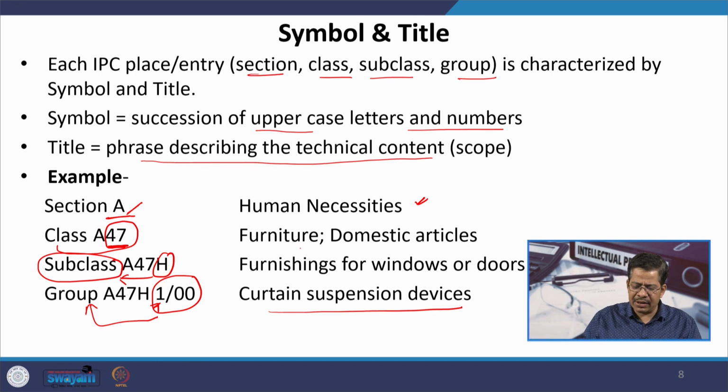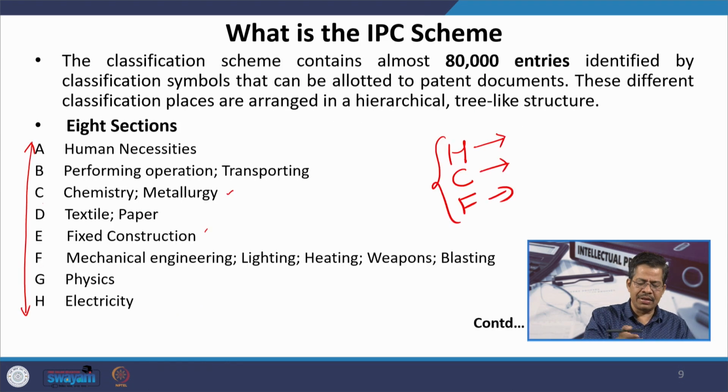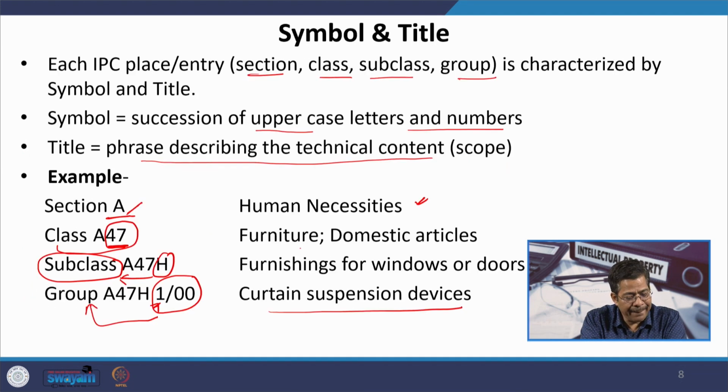It is also difficult, you cannot remember all these things. Yes, you can remember these main 8 sections, that I think everybody can easily remember, that section A is about human necessities and section H is about electricity and so on in the B, C, D, E, F, G. But so many other things like what are the class, subclass, group, etc., we cannot remember. So, the ready-made database is available, and from there you can see how to read the classification scheme.